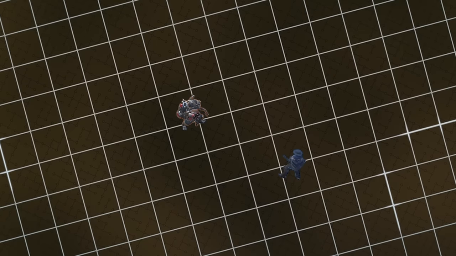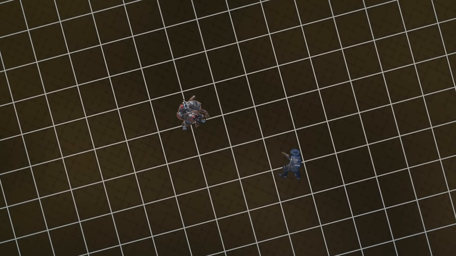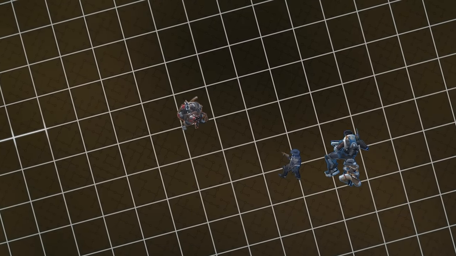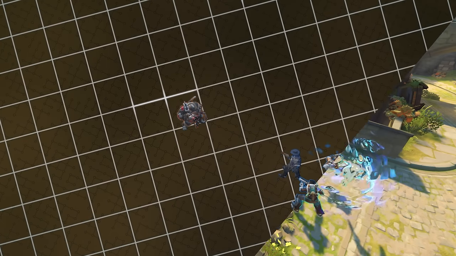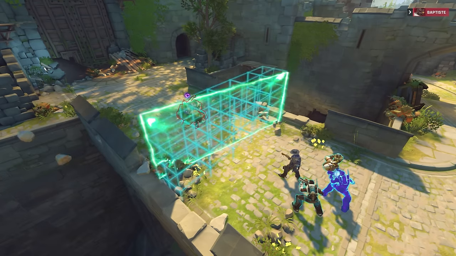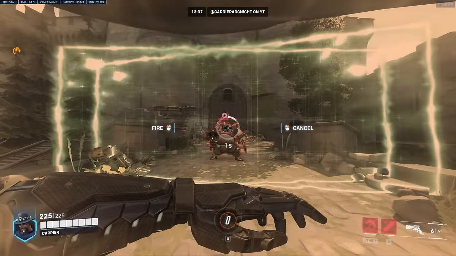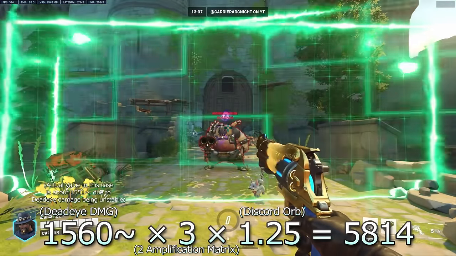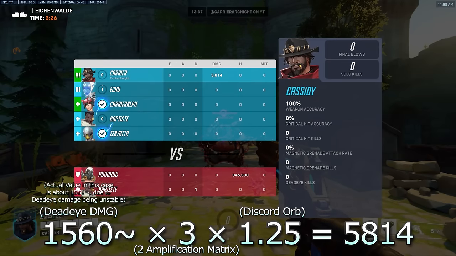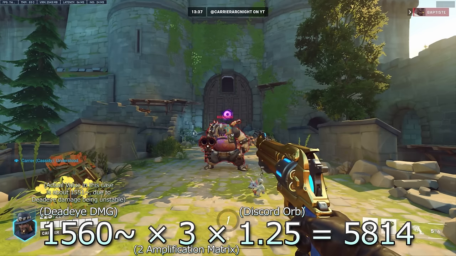Under normal conditions, that being two supports and no duplicates, our best support roster is Baptiste with Zenyatta, and an Echo to duplicate an opposing Baptiste. Putting this all together, our grand total should equal around 5,814. It could be a bit higher, but Deadeye at full charge is a little bit finicky.